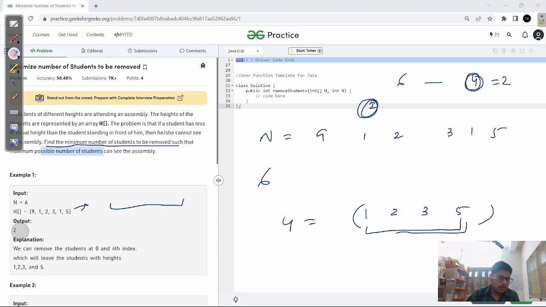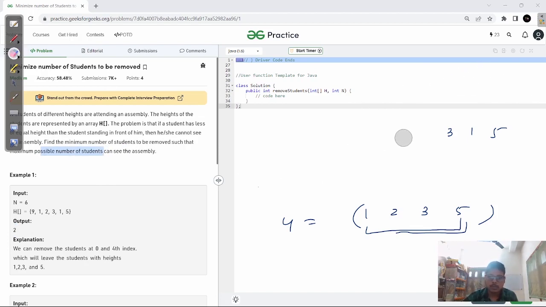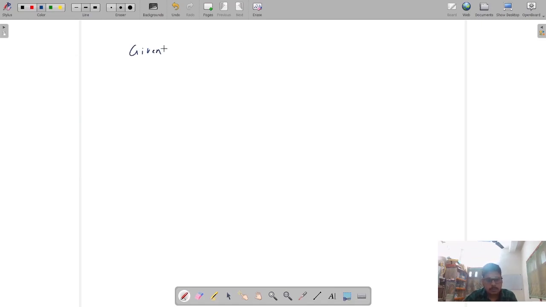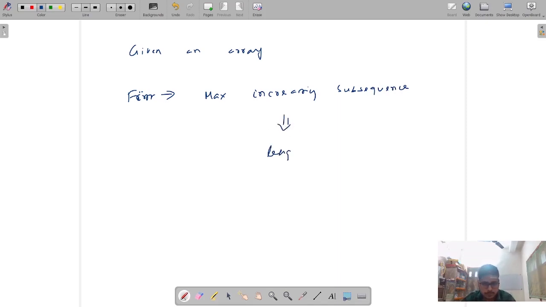So this is actually the trick to solve it. There is no difficulty. So what we have to do is, we are given an array. We have to first find the maximum increasing subsequence. Then we will find its length by the size or length operation. We found its length. Then we will just subtract it from the array length.